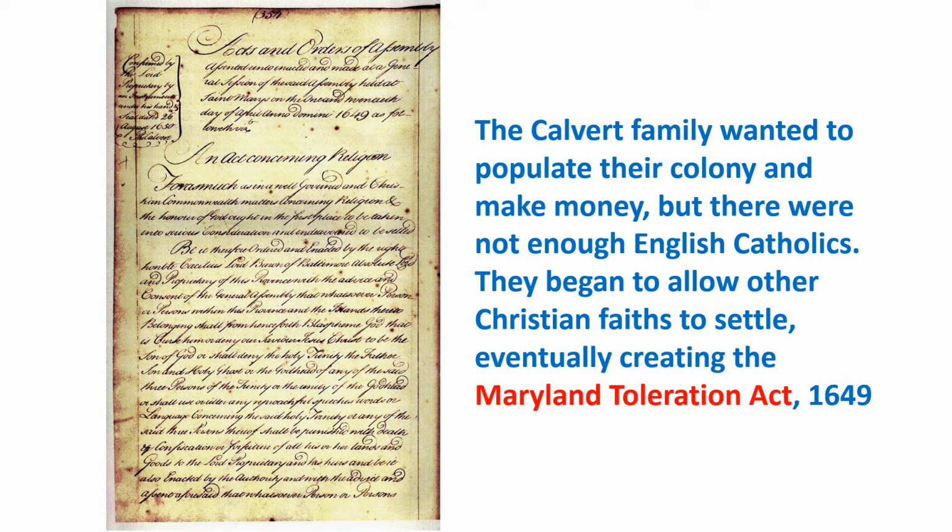The problem that George Calvert, Lord Baltimore, had was there weren't enough English Catholics to make a go of the colony. He wanted to have a haven for English Catholics, like Charles I wanted, but he also wanted to make money. So he decided to allow other Christian faiths to settle in his colony, and they passed the Maryland Toleration Act. If you were of other Christian faiths, you could still come and live in Maryland.